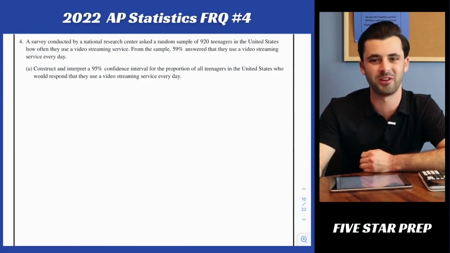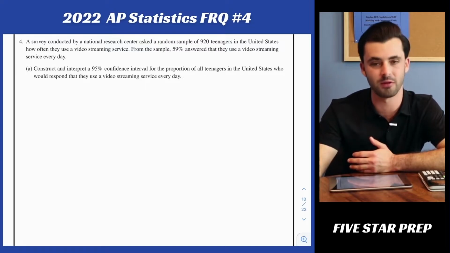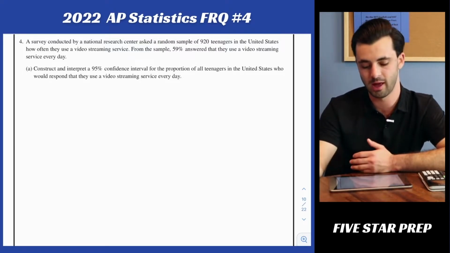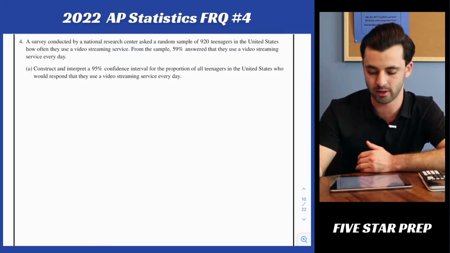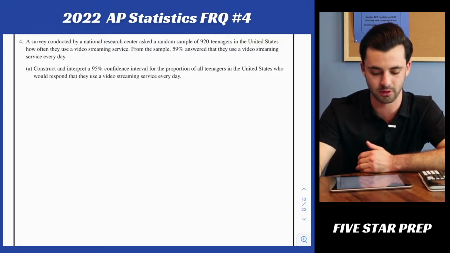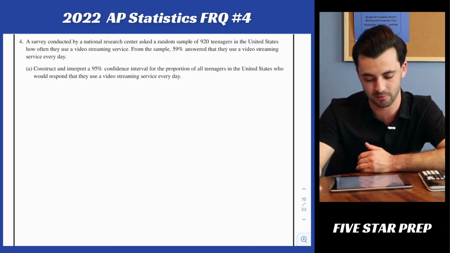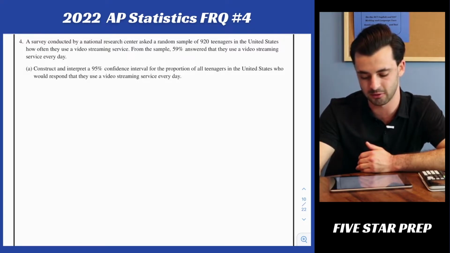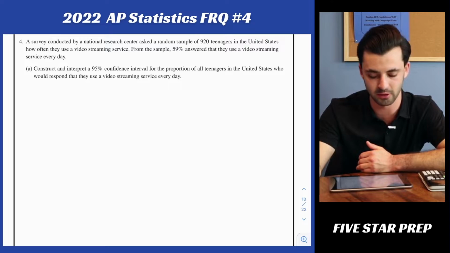Question 4 from the 2022 AP Stats exam reads: a survey conducted by the National Research Center asked a random sample of 920 teenagers in the United States how often they use a video streaming service. From the sample, 59% answered that they use a video streaming service every day. A says, construct and interpret a 95% confidence interval for the proportion of all teenagers in the United States who would respond that they use a video streaming service every day.